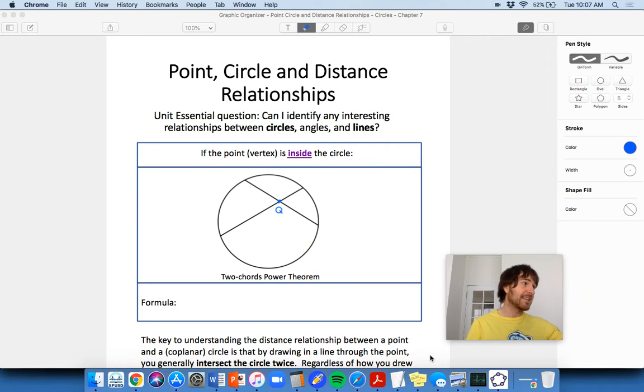If the vertex is on the circle, we use one formula. If it's outside the circle, we use a different one. That's the one where you subtract the arc lengths and you divide by 2. If the vertex is inside the circle, you add the 2 intercepted arc lengths, and then you divide by 2. You average them. And what was the last one? Oh, if the vertex is at the center of the circle, it's just equal to the measure of the arc lengths. The central angle is equal to the measure of the arc.